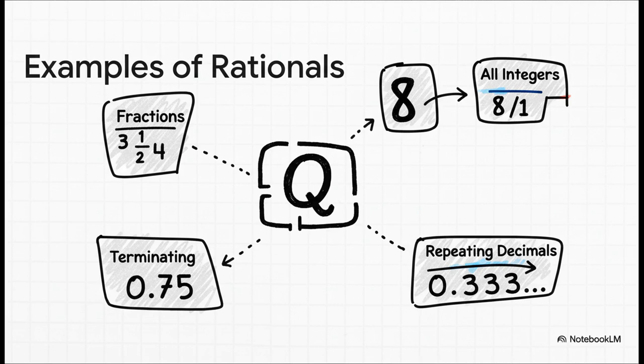And this family is huge. It includes all the obvious fractions, like 3/4. But here's the cool part. It also includes all the integers we just talked about. Why? Because you can write any integer, like the number 8, as a fraction. Just stick it over 1, 8 over 1. And it also covers decimals that stop, like 0.75, or decimals that go on forever, but in a repeating pattern, like 0.333 and so on.